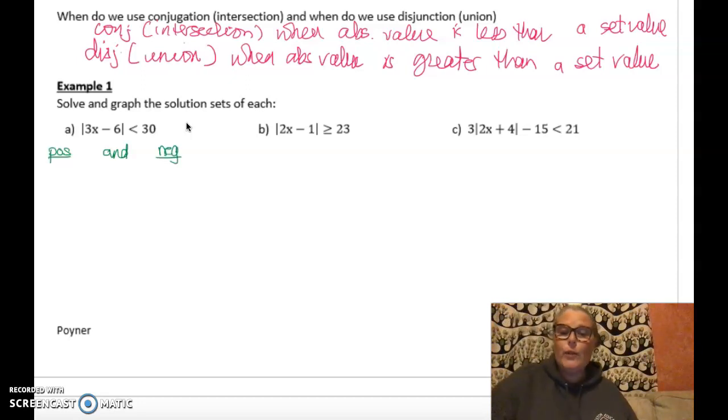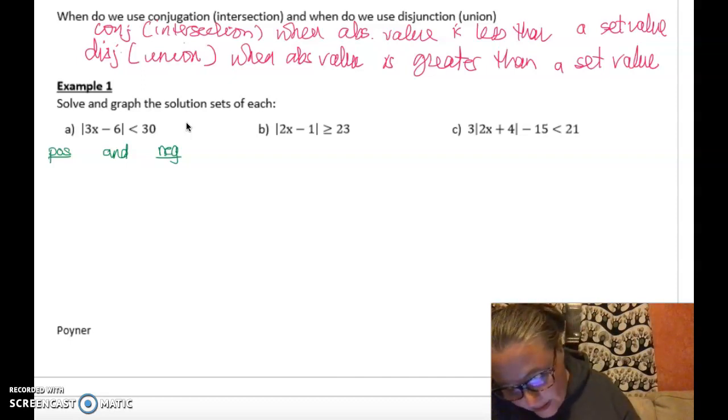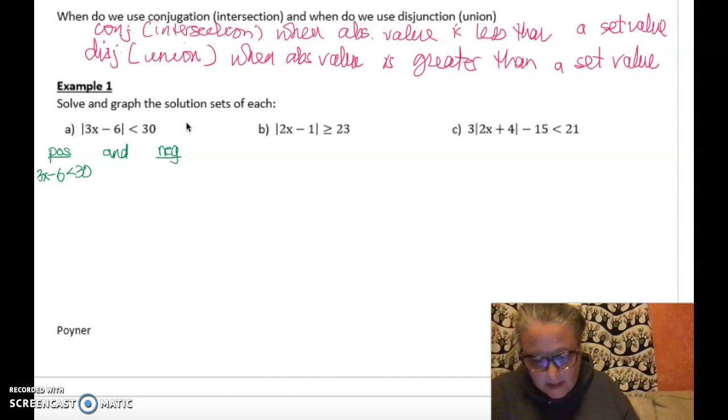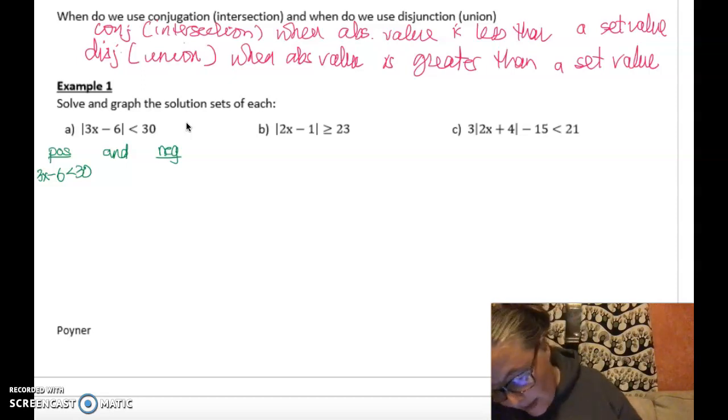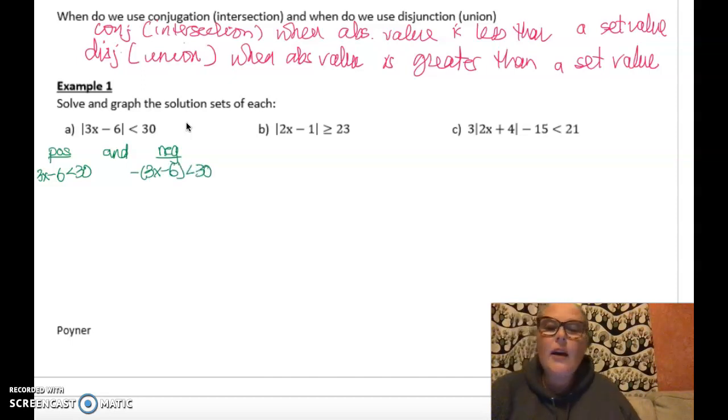Now you have to be really careful when you do this, because you can't just willy-nilly do it. The positive is pretty straightforward: 3x minus 6 is less than 30. But on the other piece, you cannot just say 3x minus 6 is less than negative 30. That's not true, because essentially you're multiplying by -1 on both sides. So I tend to do it this way. Whatever's inside the absolute value, the positive version has to be less than 30, and the negative of what's inside will also be less than 30. So I'm going to write negative of (3x minus 6) is less than 30. And then I just solve each of them algebraically.